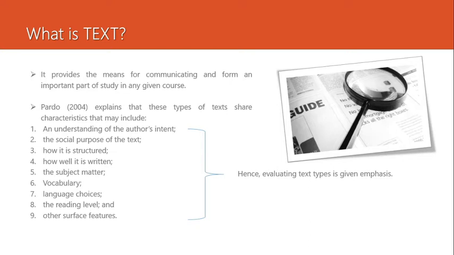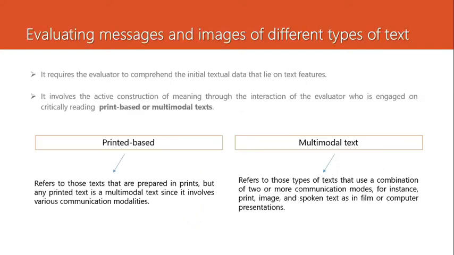According to Pardo, these types of text share characteristics that may include an understanding of the author's intent, the social purpose of the text, how it is structured, how well it is written, the subject matter, vocabulary, language choices, the reading level, and other surface matters or features, which means we can therefore say that evaluating text types is given emphasis on these characteristic modes that offer significant information that could help enrich an available schema.